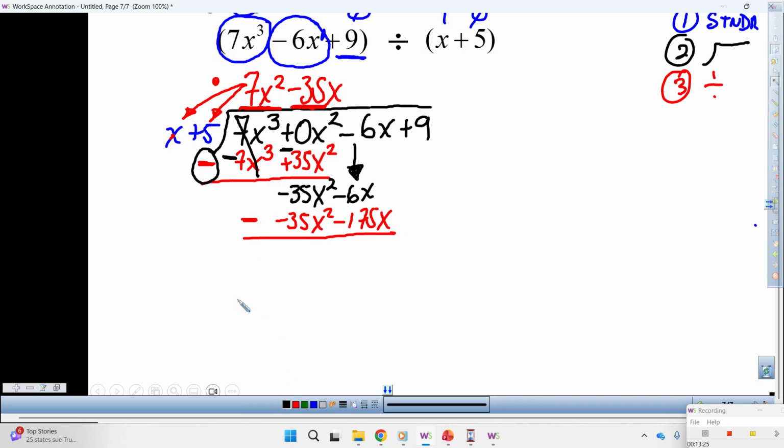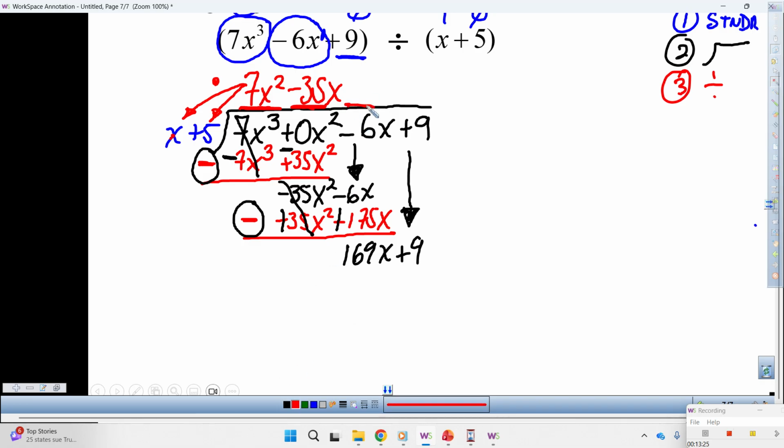Subtraction sign, and what did I say to not forget? Circle it so that you can distribute the negative here. Look up. Negative here, and it changes to positive. So 35 and negative 35 cancel. 175 minus 6, that's 169x. Bring down the last term, plus 9.